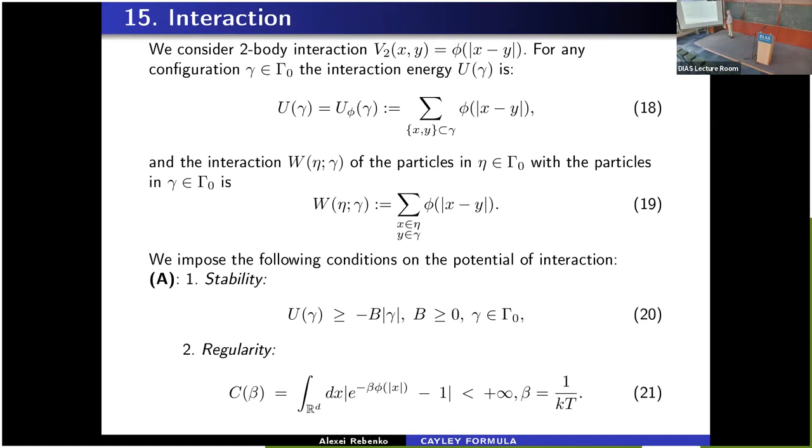So we should impose some assumptions on this interaction. These are two standard assumptions. Stability means that the energy per particle should be bounded from below by a constant, minus b, and the regularity condition means that the potential should go to zero when the distance between particles goes to infinity, in such a way that this integral converges.